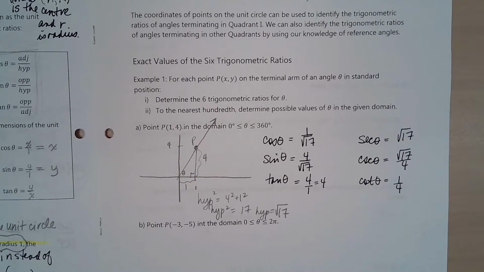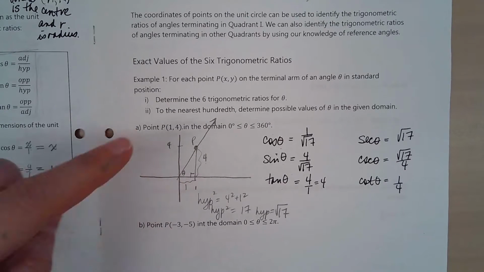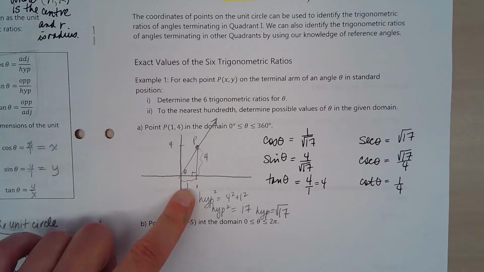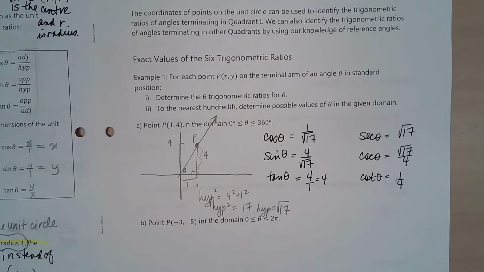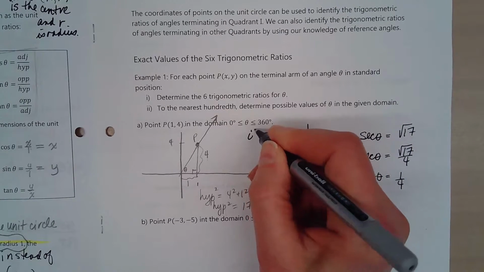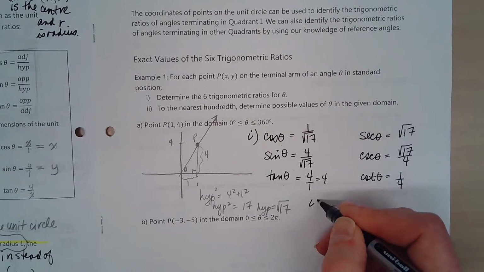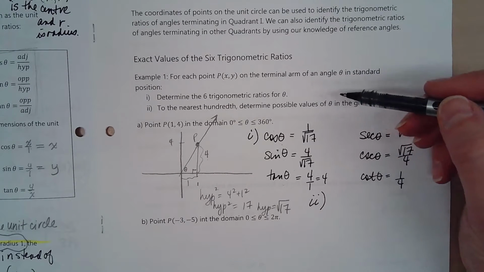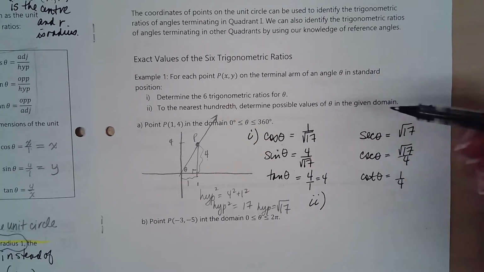Okay, so this isn't the unit circle. It's not one of our special circles. So cos isn't just equal to x, right? It's equal to the adjacent over the hypotenuse. What do we have to do now? So we determined the 6 trig ratios for theta. Okay, to the nearest hundredth, determine possible values for theta in the given domain.